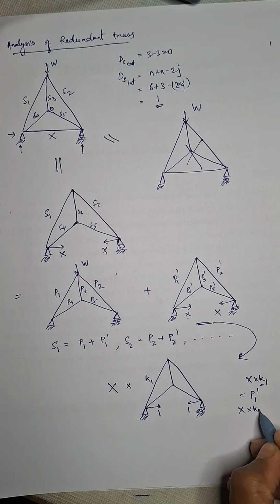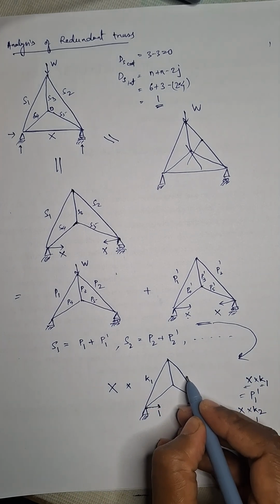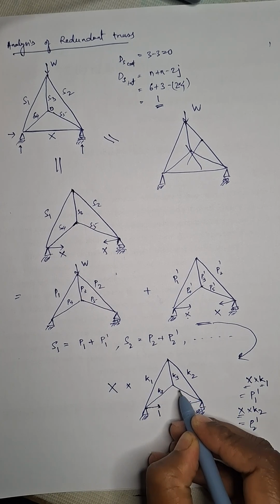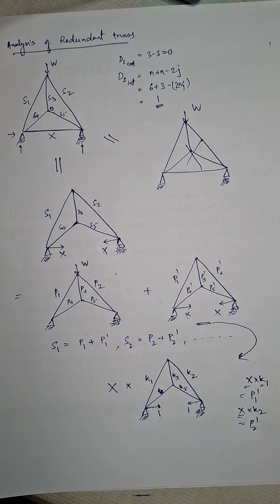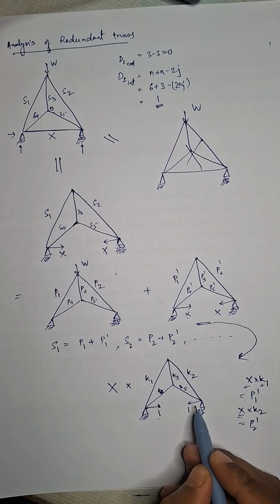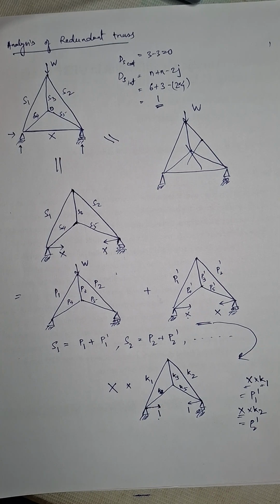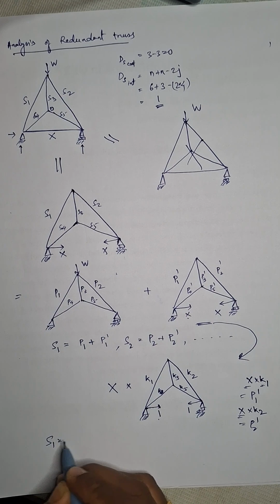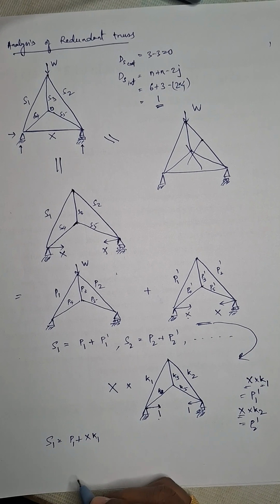Similarly X into K2 will be equals to P2 dash. I am taking X common, so here it will be K2. Similarly if I take X common from all the member forces, K3, this one is K4 and this one is K5. Now due to application of this unit force 1 instead of the redundant member or unknown redundant, the member forces can be obtained as K1, K2, K3, K4 and K5. So now what happens to this S1? Now S1 is equals to P1 plus X into K1, isn't it?